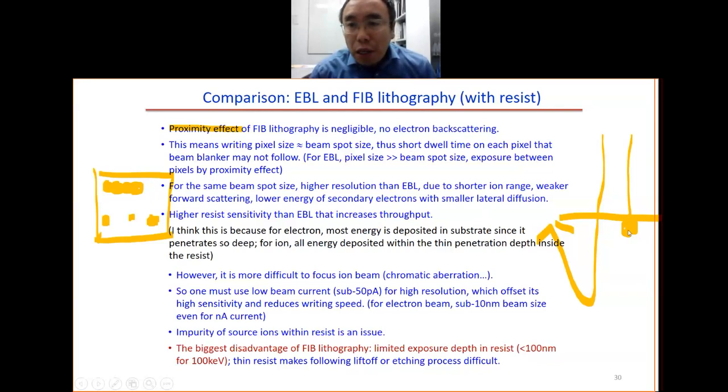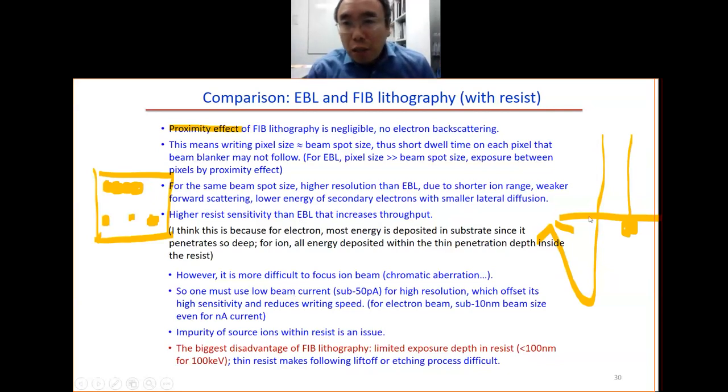But because of the smaller interaction volume, the resolution may be higher than electron beam, because the interaction is very localized. You have a smaller ion range, weaker scattering, and lower energy secondary electrons with smaller lateral diffusion. As a result, in principle, with the same beam spot size, the ion beam can achieve a smaller feature size than electron beam because of the smaller interaction volume. The sensitivity is also much higher than electron beam lithography. It can be higher not by a little bit, but by tens of times.